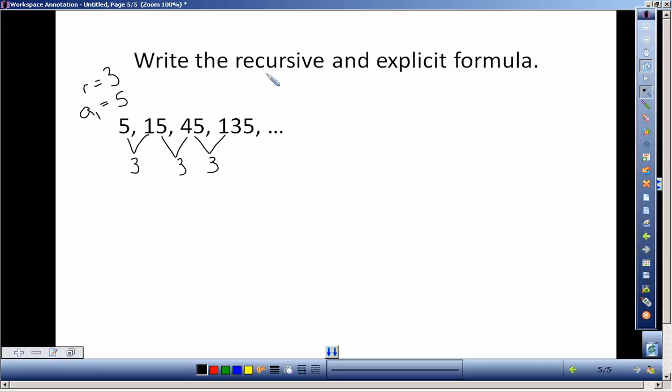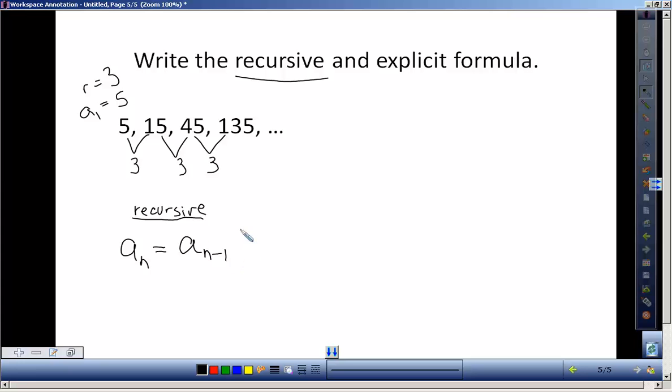So if we think about our formulas, we have a recursive and an explicit. Let's do our recursive formula first. We said that the recursive formula is any term is equal to the previous term times the common ratio. And the common ratio in this case is 3. So any term is equal to the previous term times 3. Easy peasy. That's the recursive formula. Doesn't help us figure out very well if we're looking for the 100th term, because we would have to do it 99 times. However, it does give us the formula.